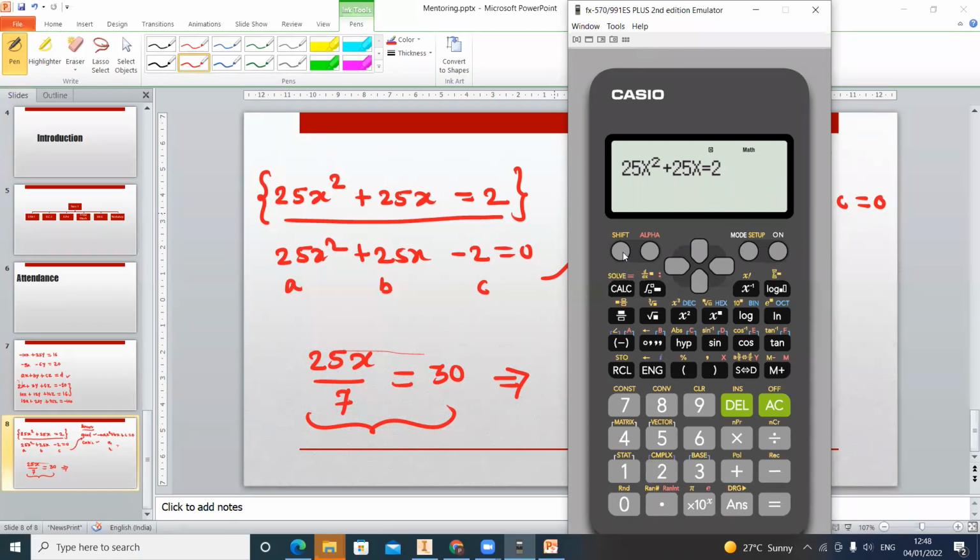Now to solve this equation, shift and solve, and then equal to. So your x value is 0.07 and remainder is 0. That means the answer is correct. This will give one of the values if there is a quadratic equation or a cubic equation. To find out all the values, that means if it is a quadratic x1 x2, for cubic x1 x2 x3, you must solve the equation by using the equation mode.